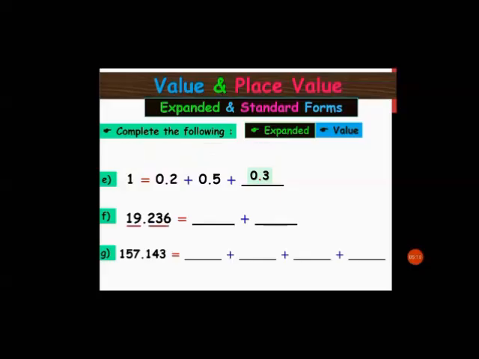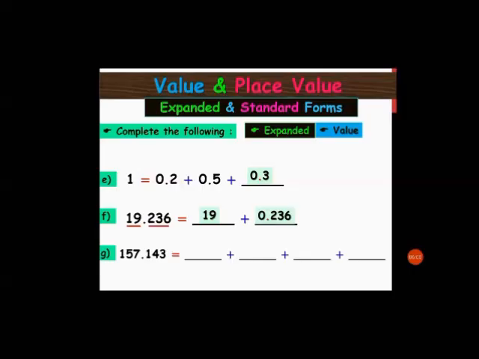The next question, 19.236. So I have to think here, how many places do I have? I have 3 places. So I will deal with this problem like I'm going to find the value of 19 and the value of the decimal part. The decimal point here splits the number into 2 sections, the whole part and the decimal part. So finding the value of 19 as a whole number, it will be 19. And finding the value of 236 thousandths, it's 0.236.